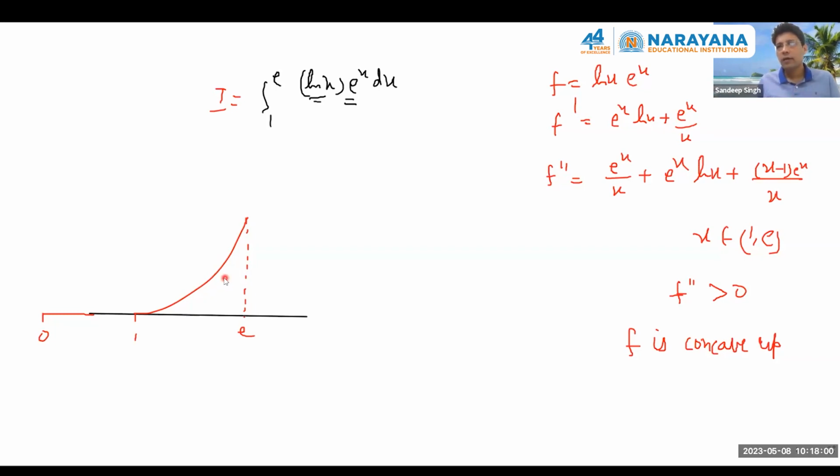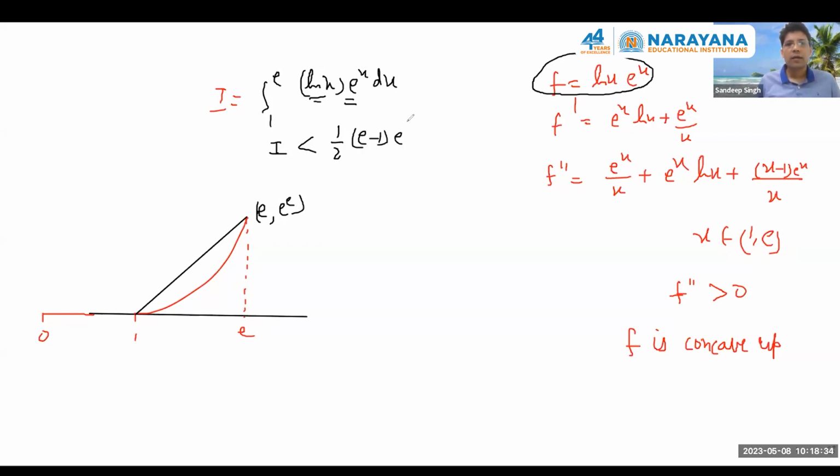Now you can bound it in a manner you like. अब ये किससे कम होगा? So one of the very straightforward thinking is if you join this triangle, so it will remain lesser than this triangle. कर सकते हैं? So e पर क्या value होगी इसकी? So this will be e comma f equal to ln x e power x, put x equal to e here. So e comma e power e. So obviously this I will be smaller than half base into height. तो base है हमारा e minus 1, height है e power e. इससे कम रहेगा आवश्यक रूप से.